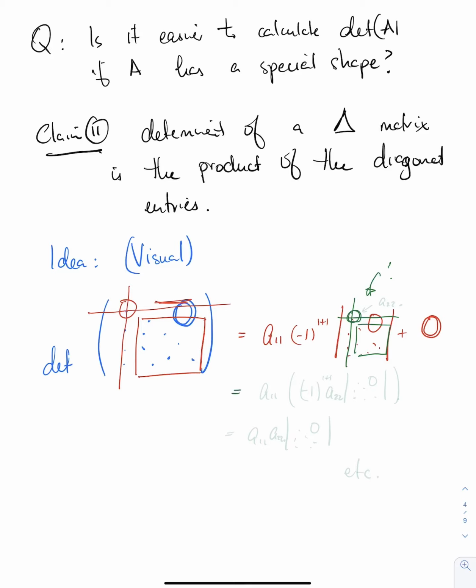So this is going to be A11 times -1 to the 1 plus 1 times this lower triangular matrix, which of course is just A11 times the determinant of this lower triangular matrix times, sorry, A22. I'm missing my A22 because that is A22. Following this idea, if we just rinse and repeat, we should just get all the diagonal entries of the original matrix. Let's actually prove it.